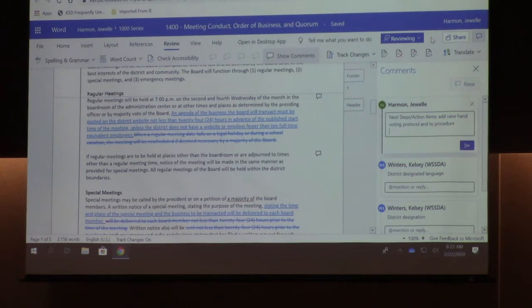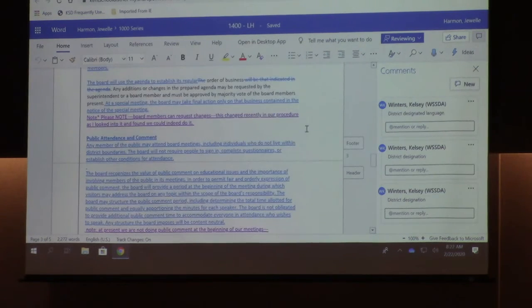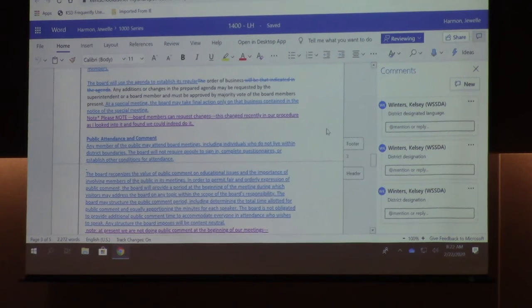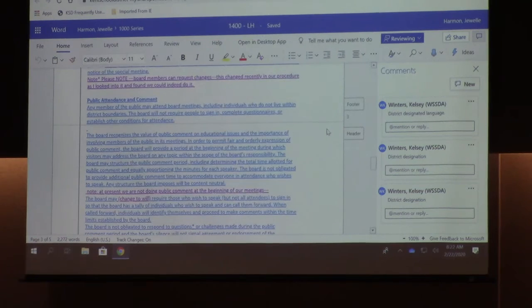I just made the note in the main version. I've got an action items, next steps, kind of area catalog. And I had another comment. I'm going back. It's under, the board recognizes the value of public comment. My note was, at present, we are not doing public comment at the beginning of the meetings. The board may change to will. I'd like to see there be a short period of public comments at the beginning of our meetings.